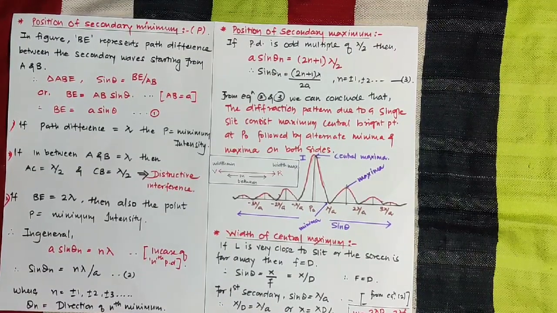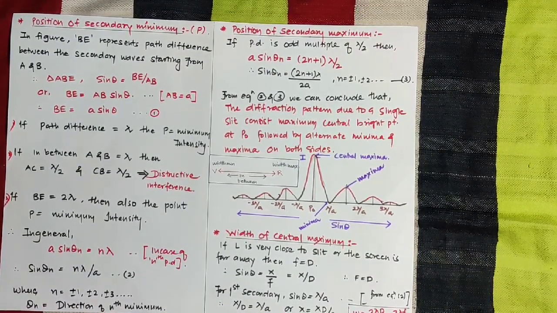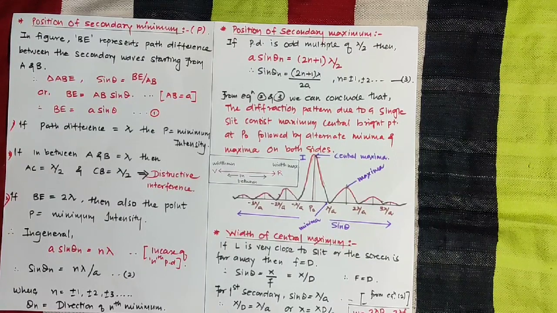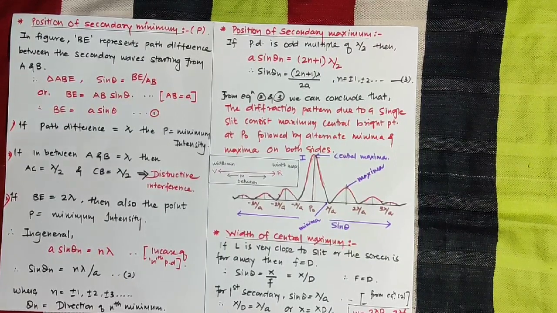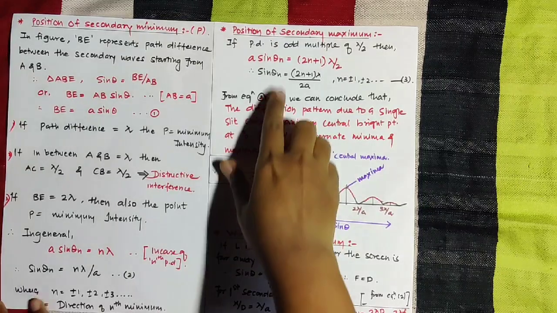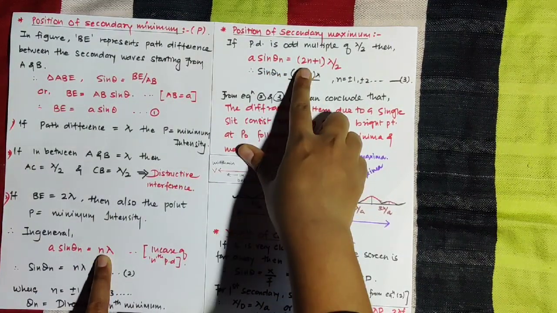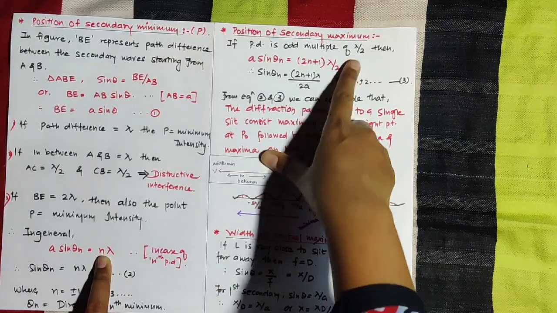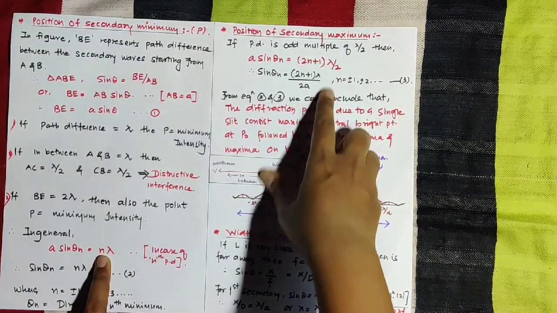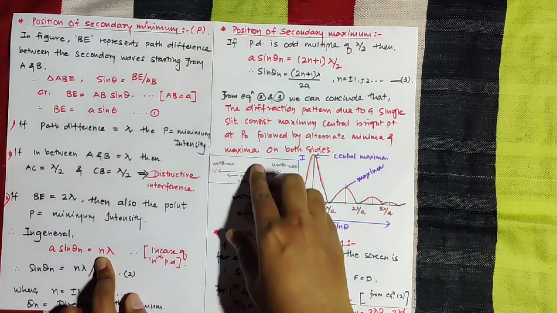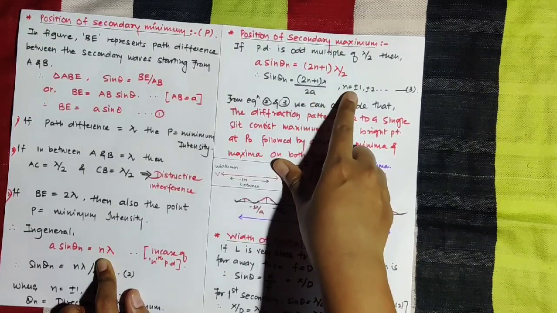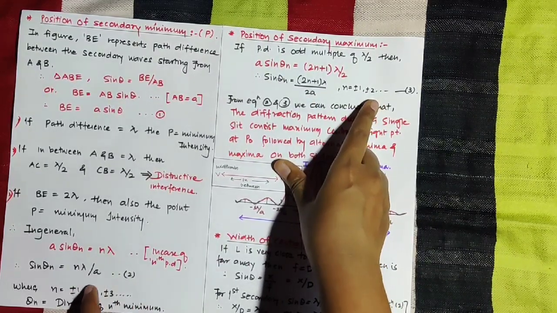The second point is the position of secondary maximum. So for the position of secondary maximum, we can consider that if the path difference is an odd multiple of lambda by 2, then A sin theta n, instead of n you just have to write 2n plus 1. Why? Because we have considered an odd multiple of lambda by 2, that means here we have considered 2 halves CA and CB. So what will happen? Sin theta n is equal to 2n plus 1 lambda upon 2A, where n again has the same range as compared to the minimum.